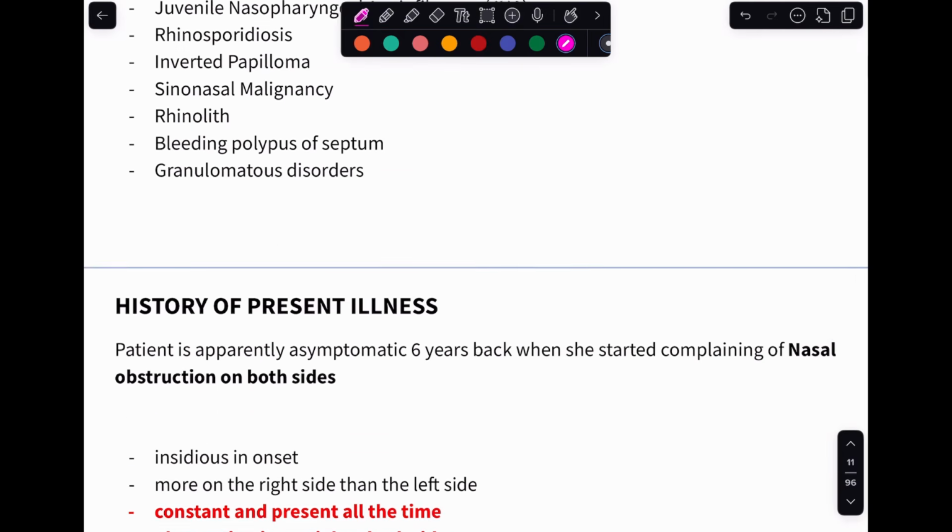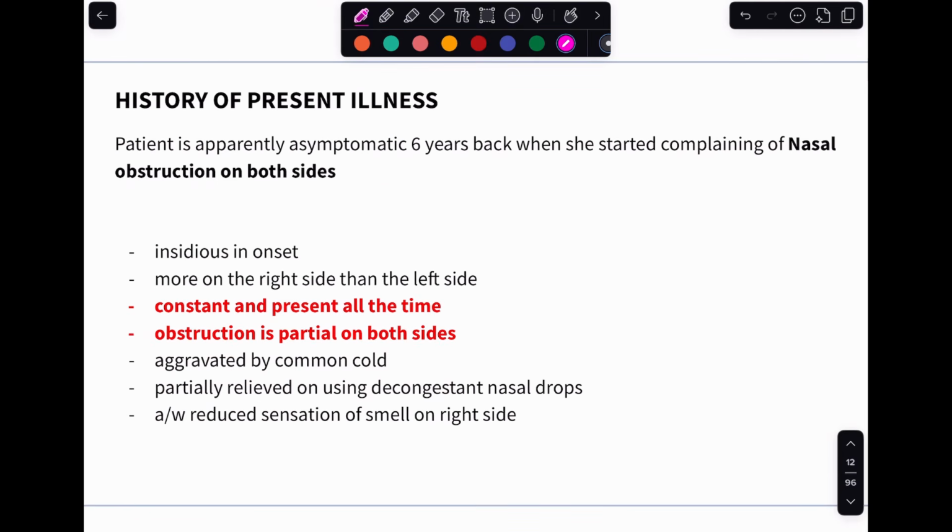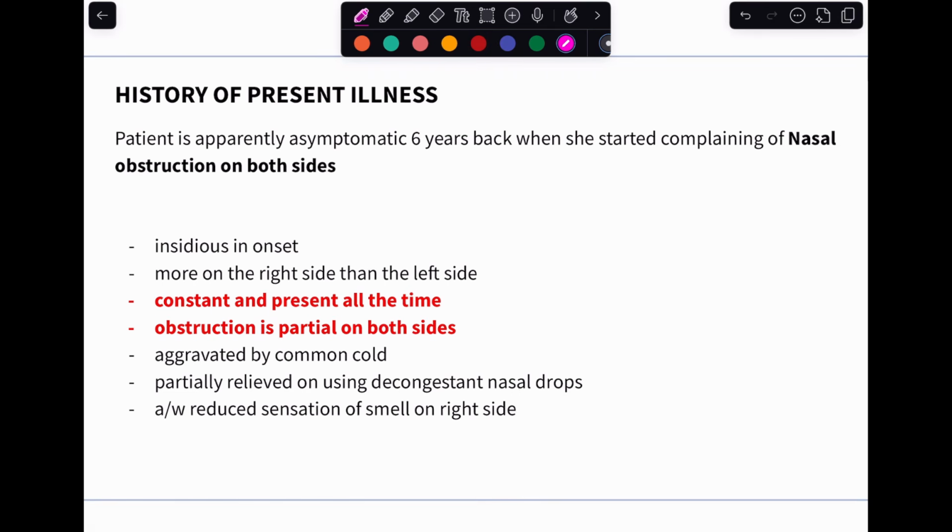Next, let's move on to the next history point. So, you mentioned that the nasal obstruction is constant and present all the time. What does this indicate? If it is constant, this is probably indicating that there is a structural cause of obstruction over here. And it's mentioning that the obstruction is partial on both sides. What this means is no side is completely blocked. There's only a partial blockage over here.